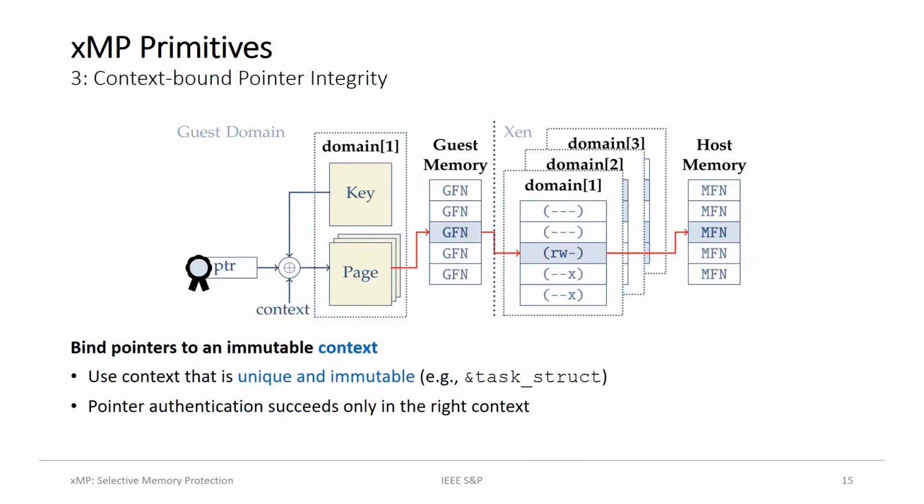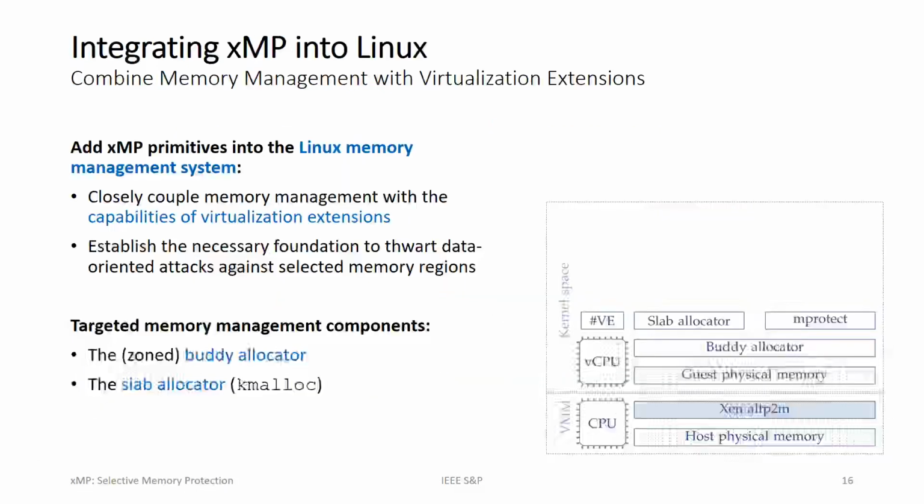Finally, to ensure that pointers cannot be redirected to other objects inside the xMP domain, we additionally bind them to a specific context that is unique and immutable. For example, we can bind thread-specific pointers to the address of the thread's task struct instance. In this way, we establish pointer integrity and ensure that the authentication succeeds only in the right context.